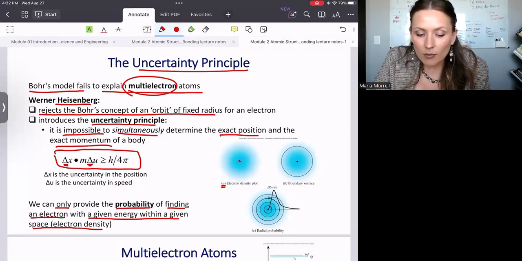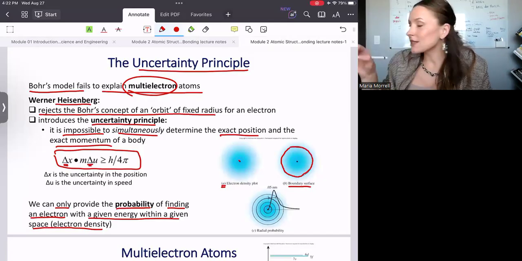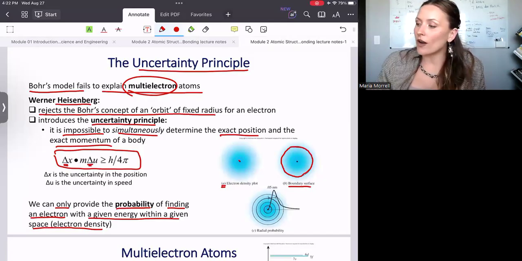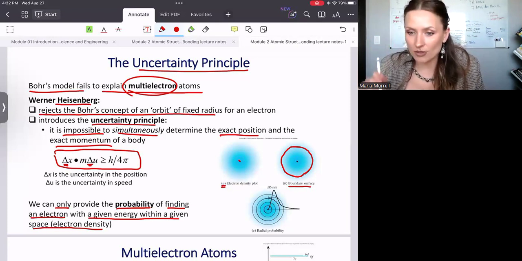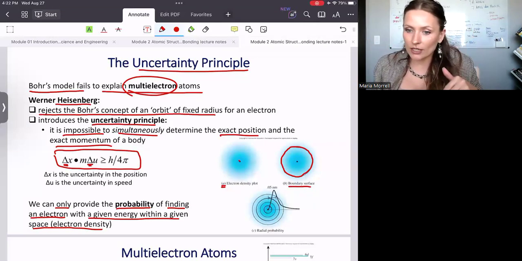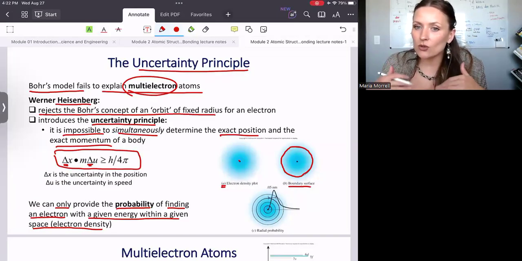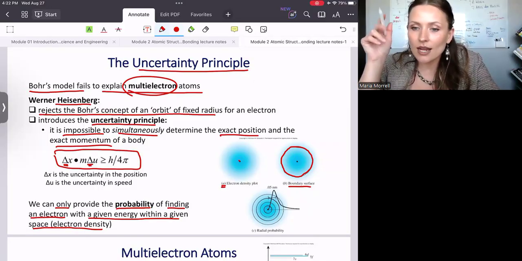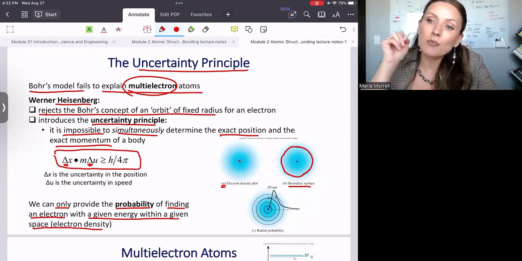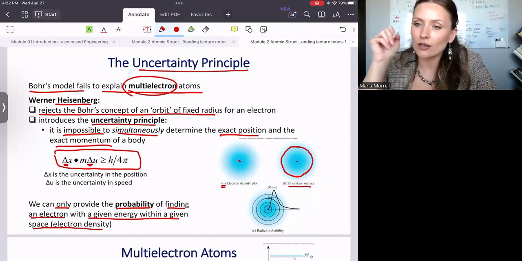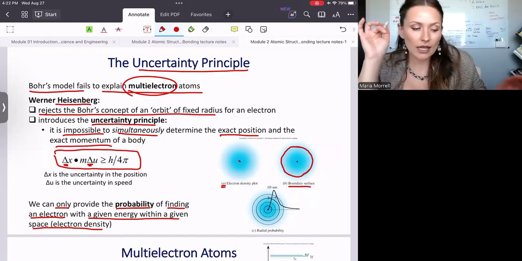Now you can even define the boundary surface. This boundary that you see right here determines the space in which the probability of finding the electron is 90%. I'm not going to go further into the radial probability, but it does explain the concept of this uncertainty principle, right? That basically means that the electrons can exist anywhere in that space. And you can define the probability of finding the electron at a specific energy level.